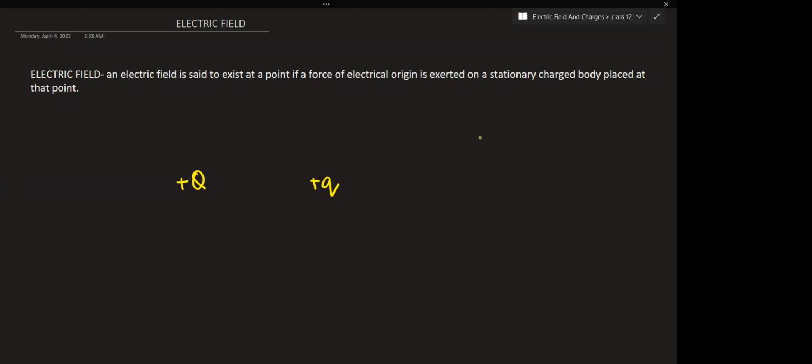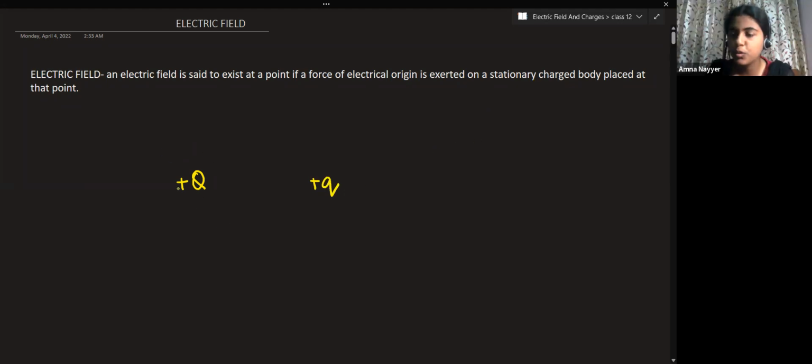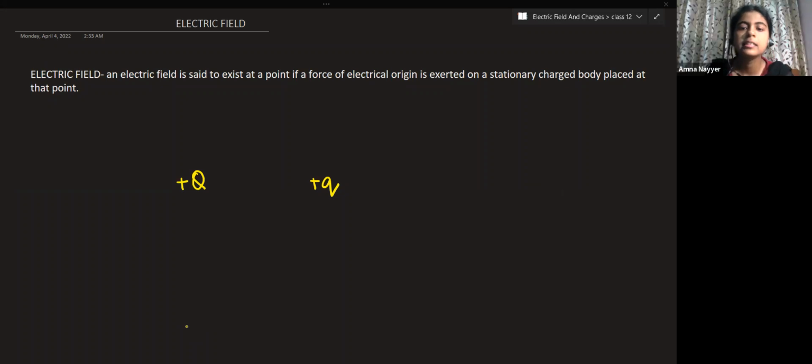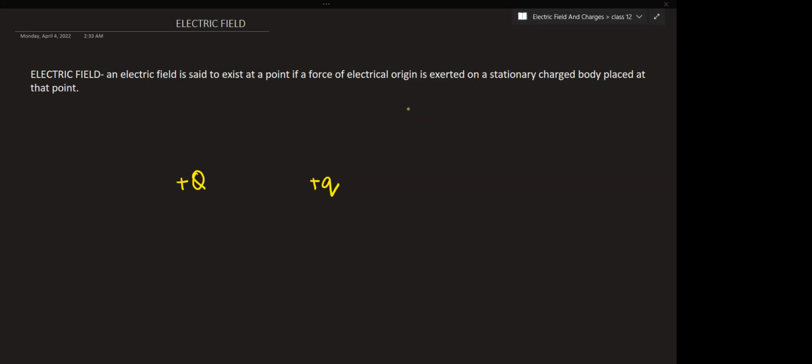Can you repeat? If I have this positive plus Q charge with me, and I bring this small q charge in the vicinity of this capital Q, will we be able to see anything, or it won't affect? There will be repulsion. Yes, there will be some electronic repulsion. Why will it repel each other? Because both the charges are positive. Like charges repel each other.